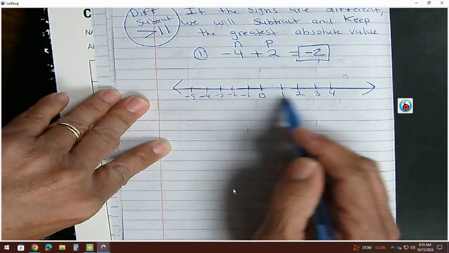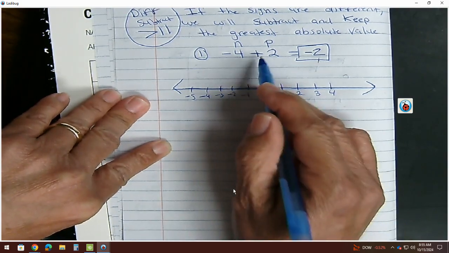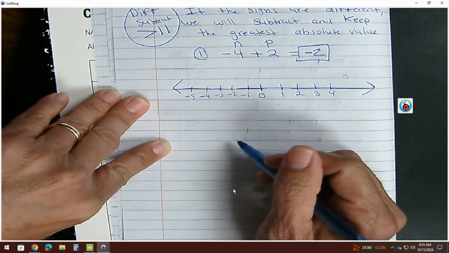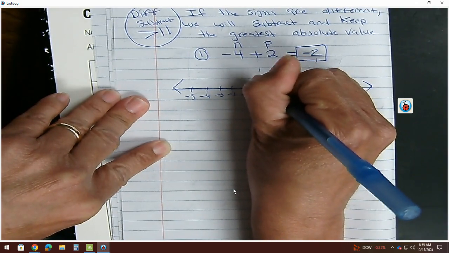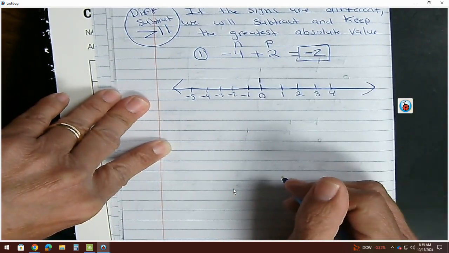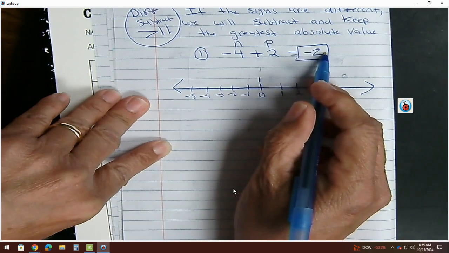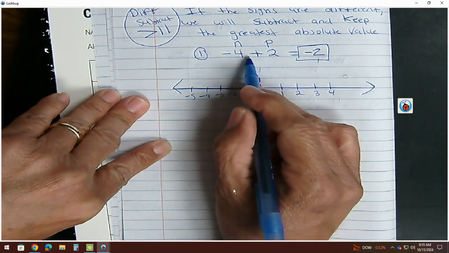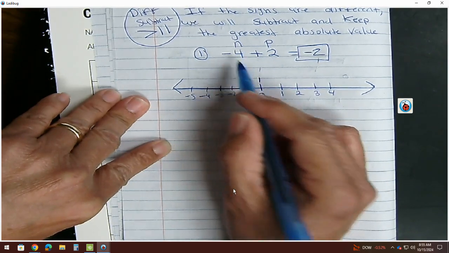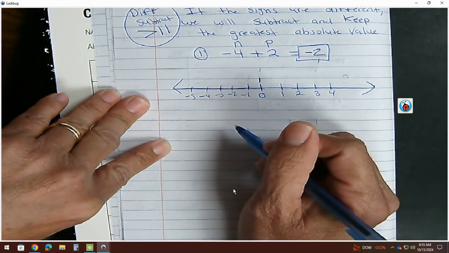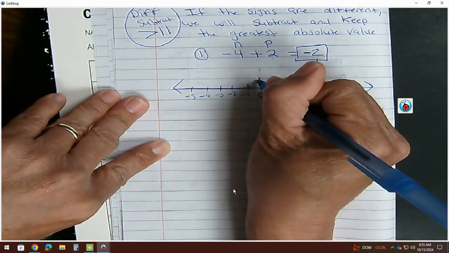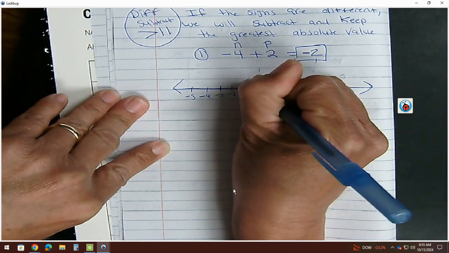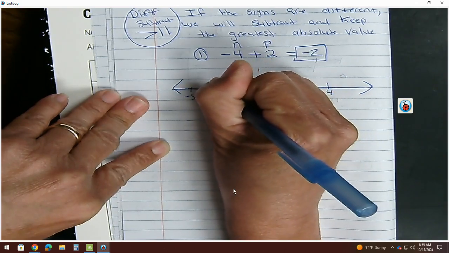Now, the number line is to justify and see why this is true. Starting at 0, because we always begin at 0, we're going to put a little tick mark. And the first thing that happened in this equation is that we lost 4. So are we going to go to the right or to the left? Left. How much do we go to the left? 4. 1, 2, 3, 4.